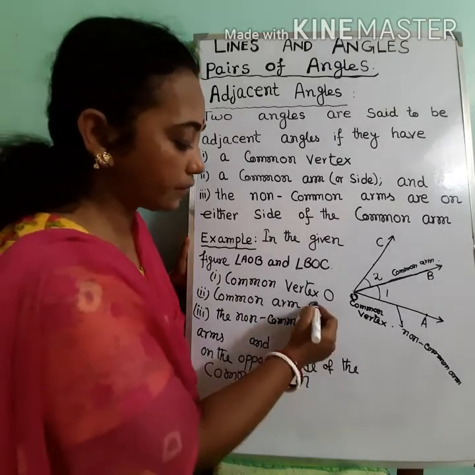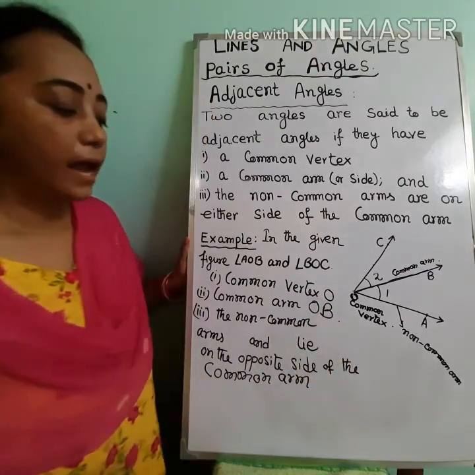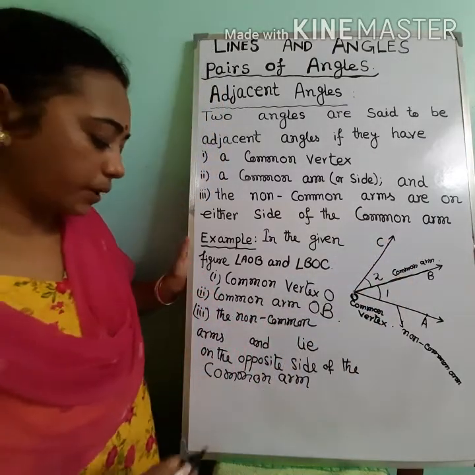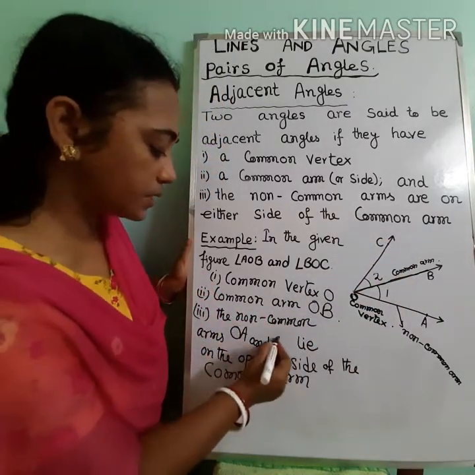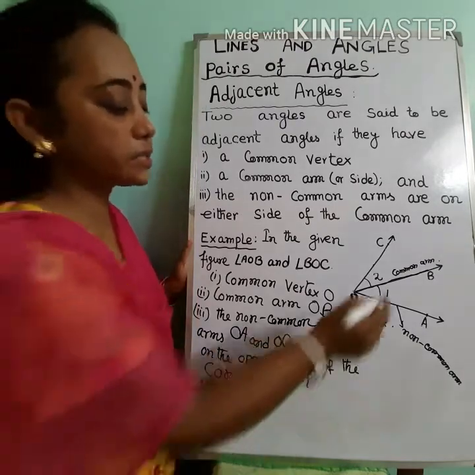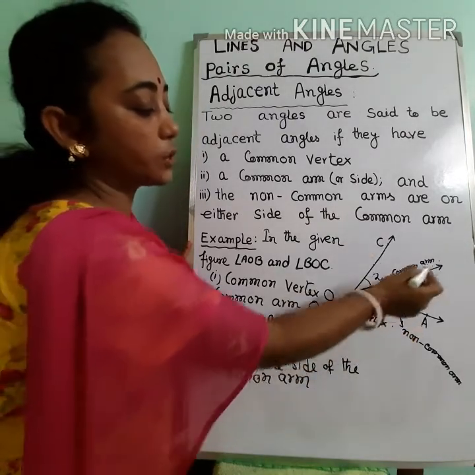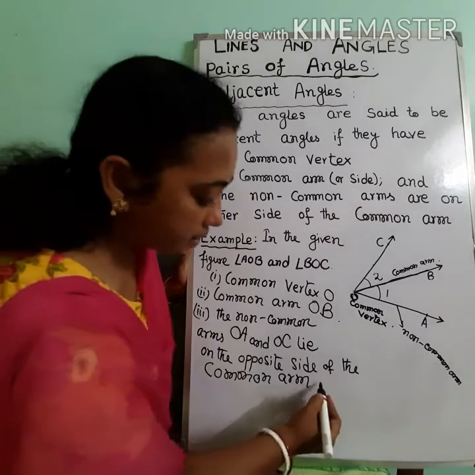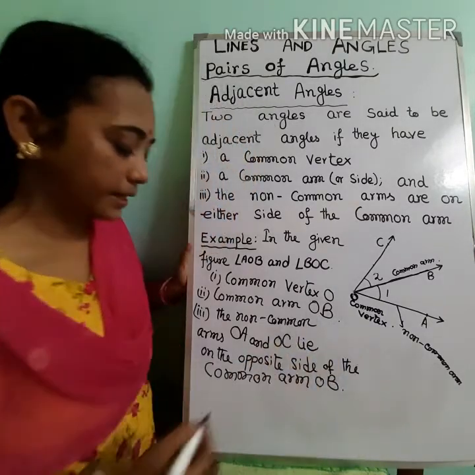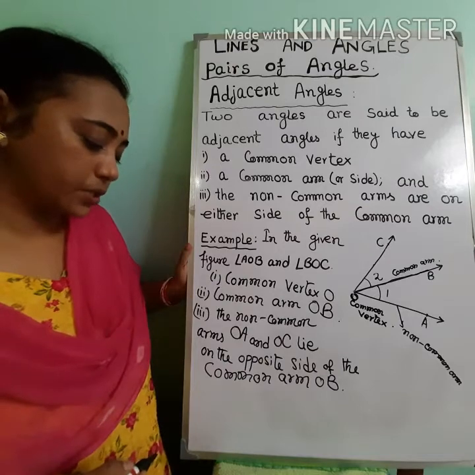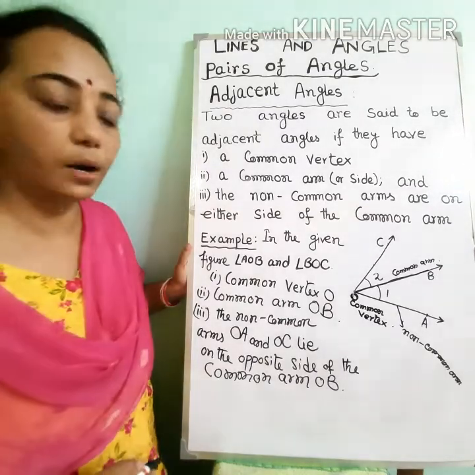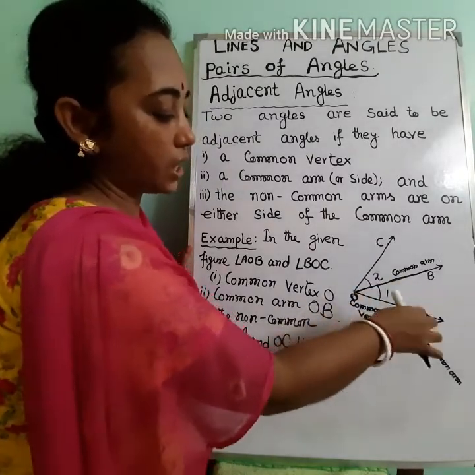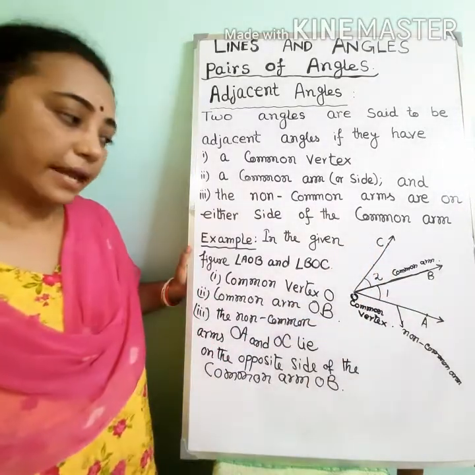So we write it here: they have a common arm OB. And which are the non-common arms? OA and OC. The non-common arms OA and OC lie on the opposite sides of the common arm OB. So here all three conditions are satisfied. So these two angles are adjacent angles, and we can say that angle AOB and angle BOC are adjacent angles.